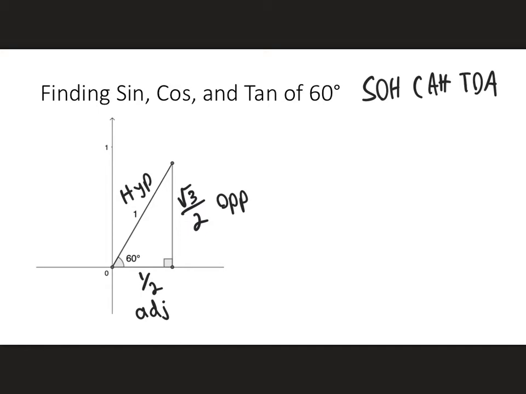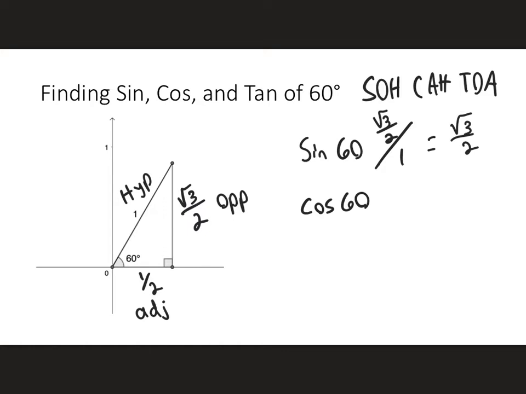So the sine is opposite over hypotenuse. So the sine of 60 is square root of 3 over 2 over 1. Once again, anything over 1 is itself. So the sine of 60 is just the square root of 3 over 2. The cosine of 60 is adjacent over hypotenuse. The adjacent side is 1/2. The hypotenuse is 1. So that's just 1/2.